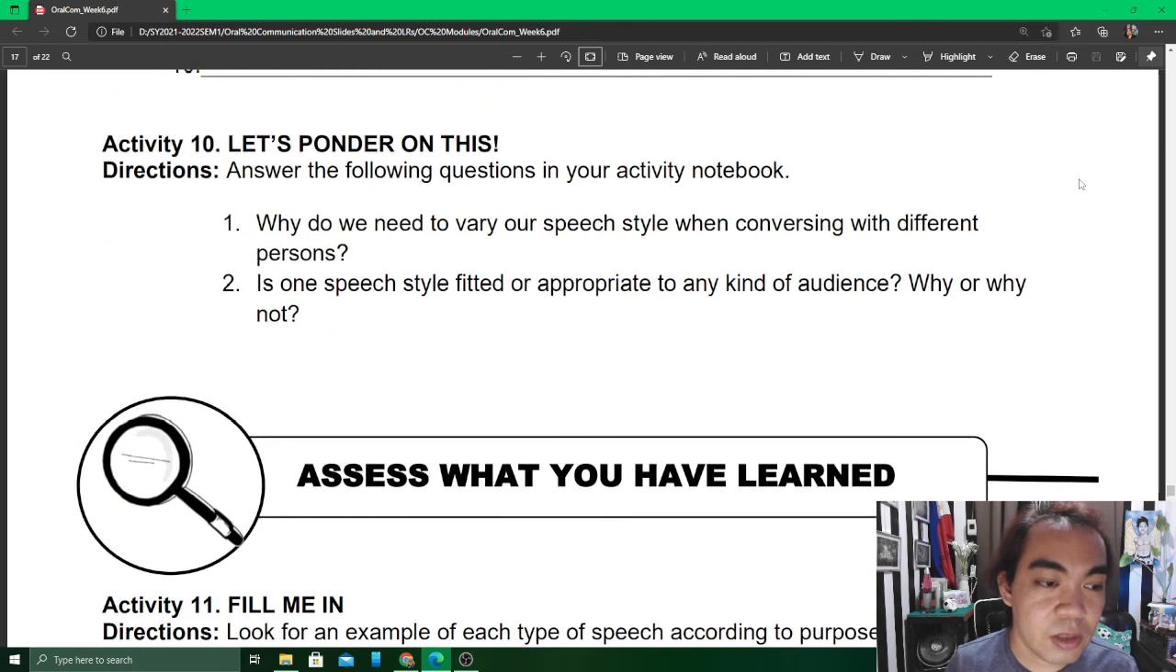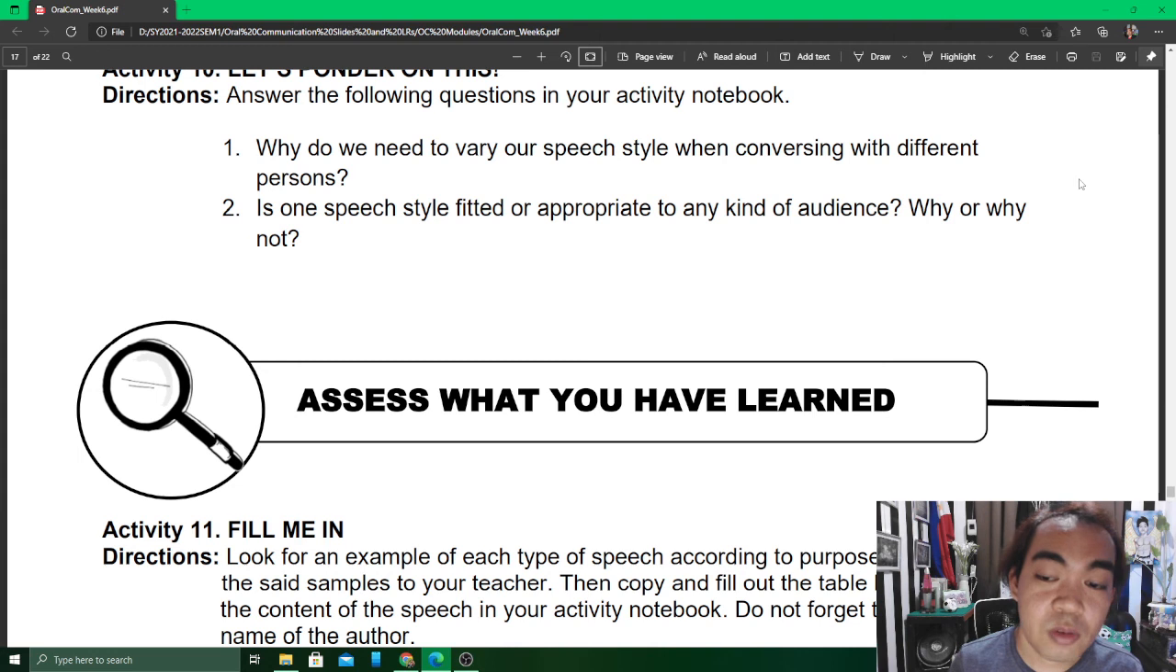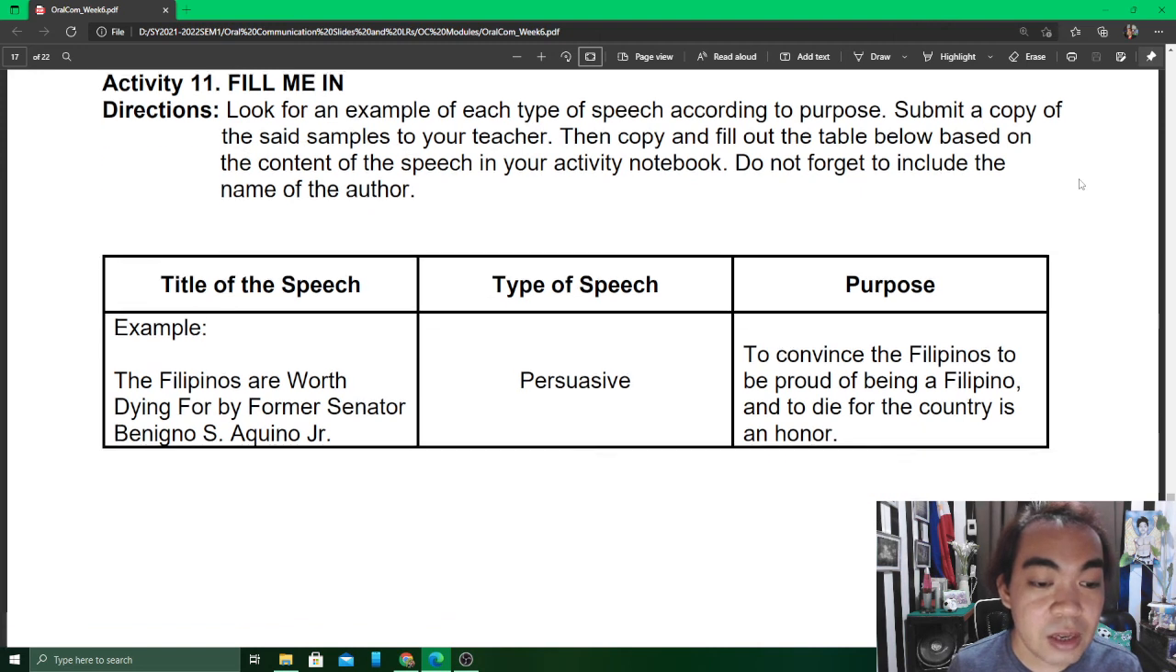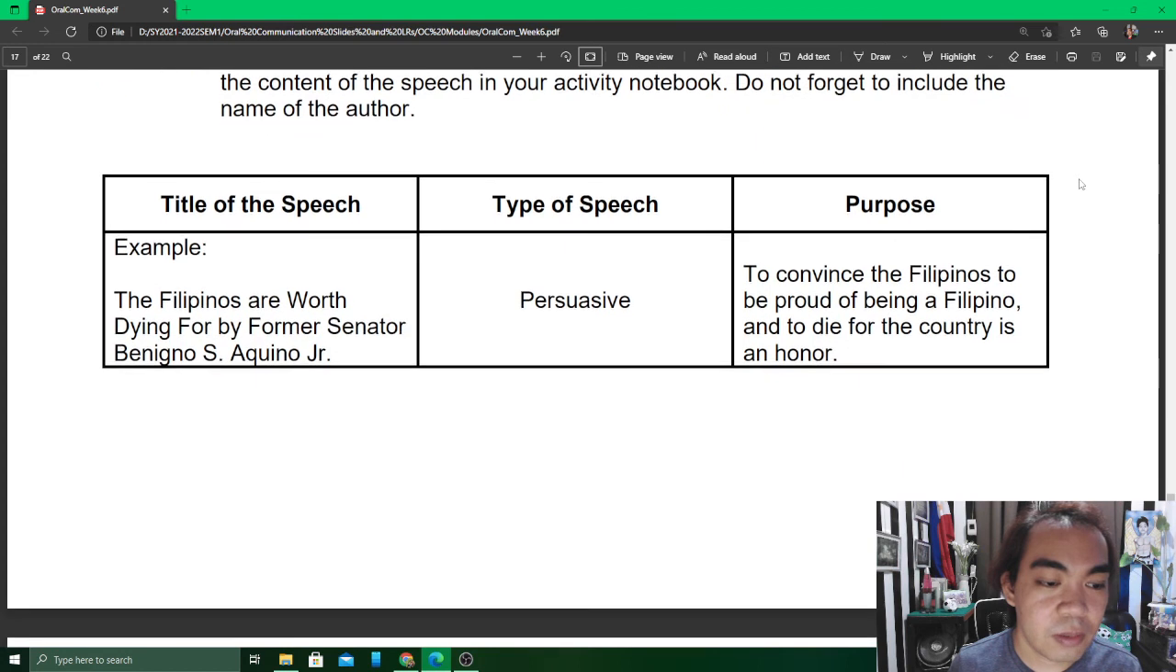Then, on activity number 10, you're asked to answer the following questions. Why do we need to vary our speech style when conversing with different persons? Number 2, is one speech style fitted or appropriate to any kind of audience? Why do you think yes or why do you think no? Number 11, activity, look for an example of each type of speech according to purpose. Okay? Then copy and fill out the table based on the content of the speech in your activity. Do not forget to include the name of the author.